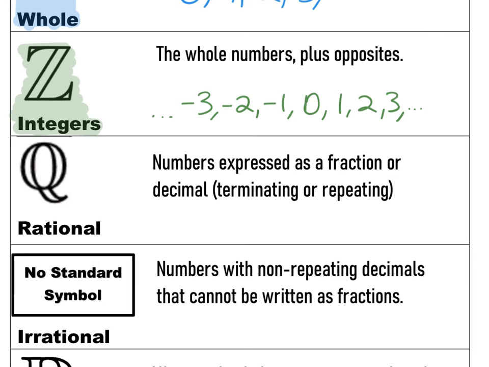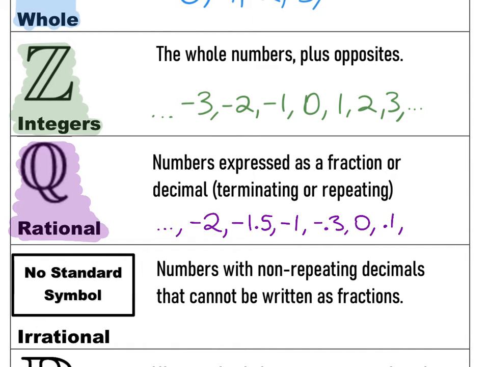If we go a step further and start adding decimals and fractions, those are called rational numbers. Rational is represented by a fancy Q, my personal favorite, obviously. Rational numbers are like adding in fractions. So let's say we had all of these numbers: -2, -1.5, -1, -0.3, 0. Any decimal that you can think of, those are going to be our rational numbers. They can be expressed as a ratio of numbers, as a fraction. Okay.